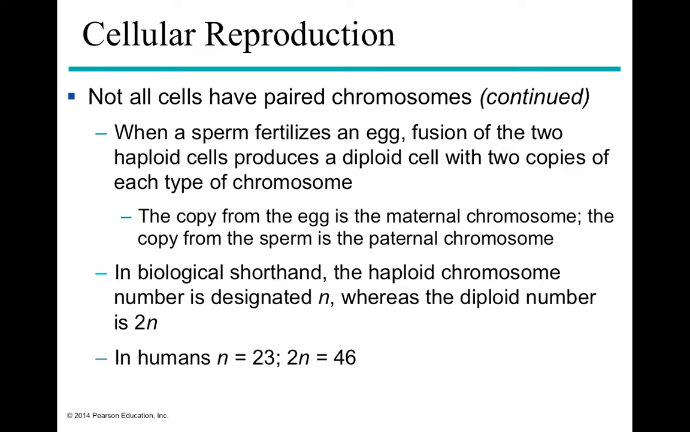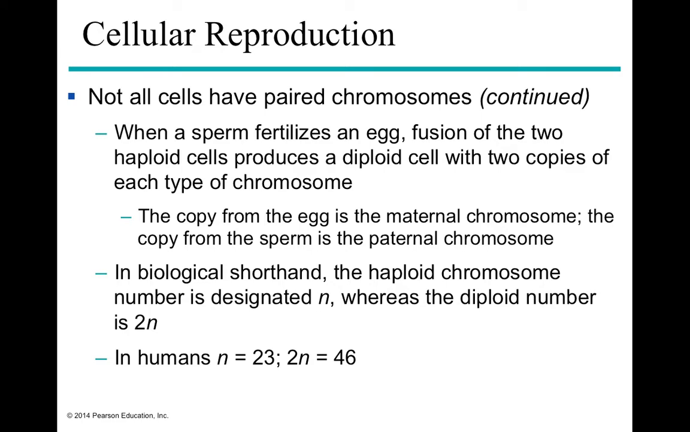And another introduction I want to throw out here is something called N and 2N. So N would be the haploid chromosome number, and the diploid chromosome number is 2N. And that's because different animals have different amounts of chromosomes, right? So for humans, we have 23 chromosome pairs, so a total of 46. But that's not exactly the same for, say, mice. They have 19, or Drosophila, the fruit fly, they have 4. But they're still going to have N being the haploid number and 2N being the diploid number.